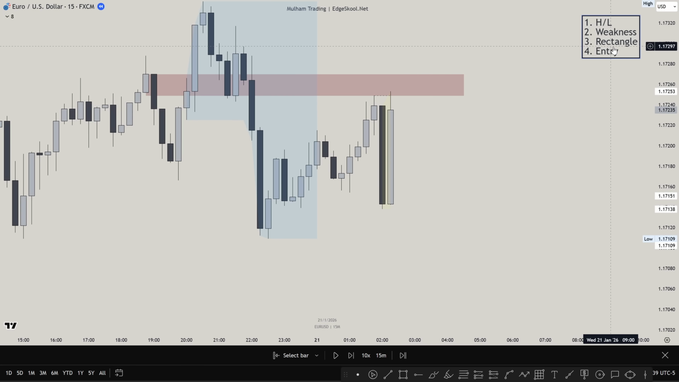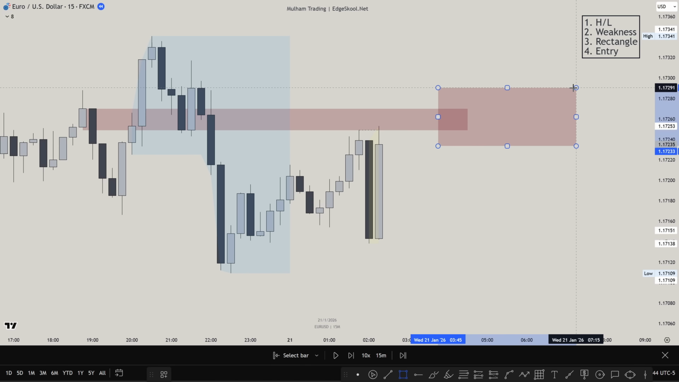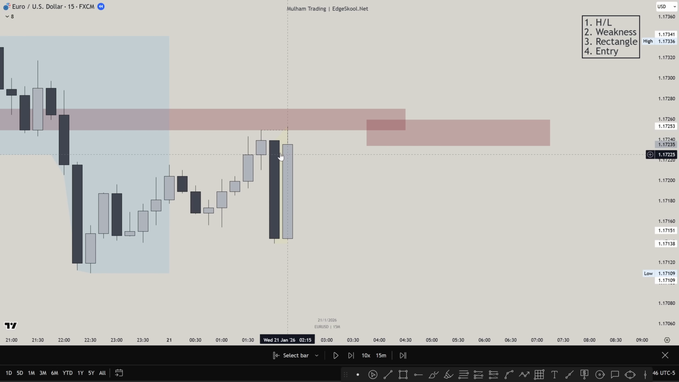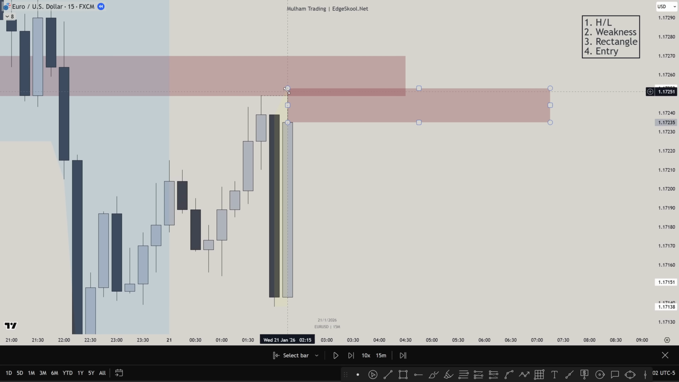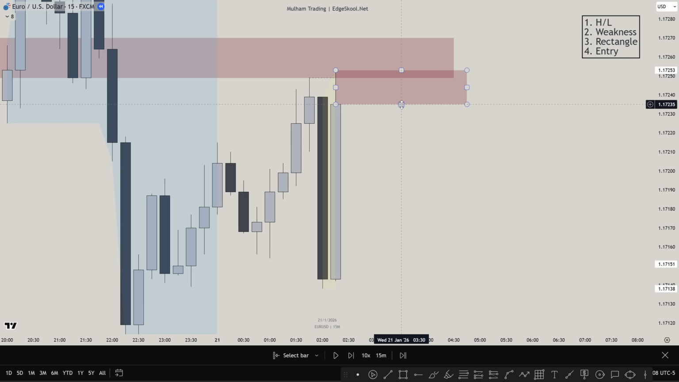So now what do we do? We identify the rectangle. Now what is the rectangle? So here's the rectangle. You always want to have this. We take it from this candle that created the fake out, that created the weakness. We're going to be taking it from the closing price of this candle, which is here, until the high of the candle. So this is the high of the candle, and this is the closing price. This is the rectangle. It's going to actually identify everything for us. So you'll notice how the entry is going to be from here, and then the stop loss and everything.